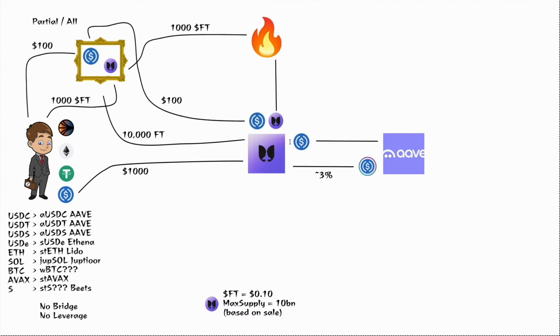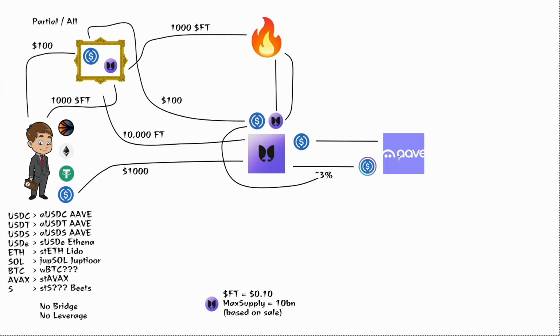But anyways, all of the assets that are sent as the pre-sale will be put to work in various yield farms. There will be no bridging of any assets anywhere, so remove the bridging risk, and there'll be no leverage, so no possibility of liquidations and stuff like that, just straight single-sided yield farming opportunities, okay?